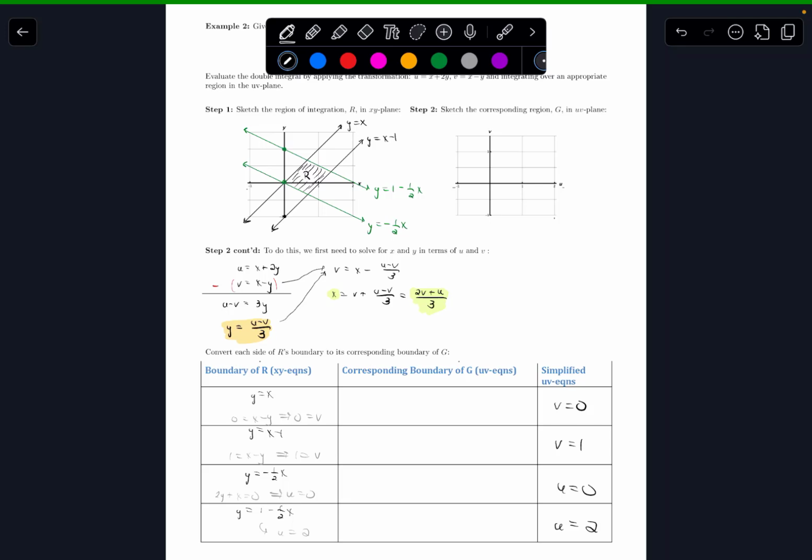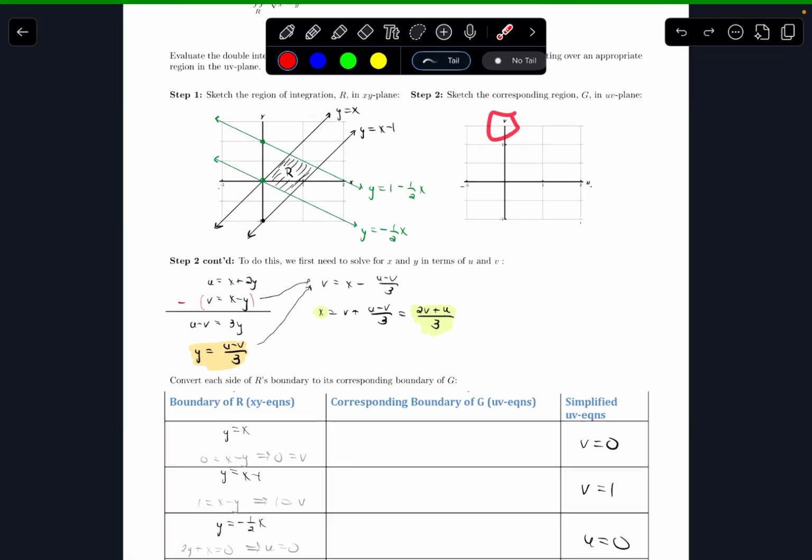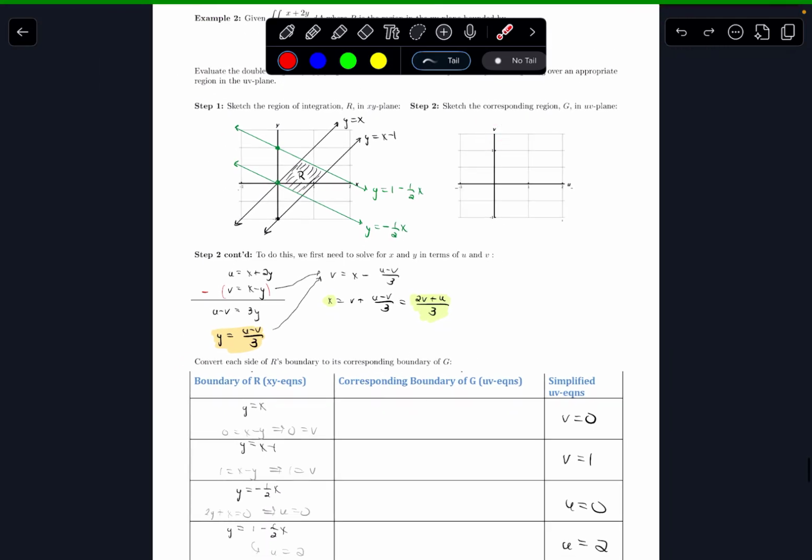So if I now take these equations and I sketch them in the UV plane, I'm going to make the u-axis this horizontal one, the v-axis this vertical one. So u goes from 0 to 2, v goes from 0 to 1. So I'm going to get this rectangle. This rectangle is my new region G in the UV plane.